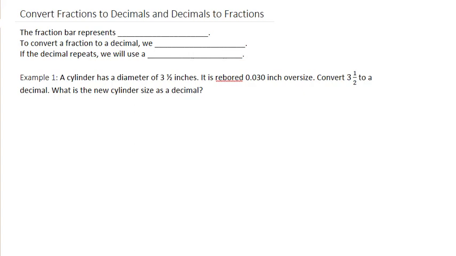Convert fractions to decimals and decimals to fractions. The fraction bar represents division. So to convert a fraction to a decimal, we divide. And if the decimal repeats, we will use a bar to show this. It looks like this when the answer continues to be 3.33. So this can just become 3.33, and then we put a bar over it to represent that it just repeats.